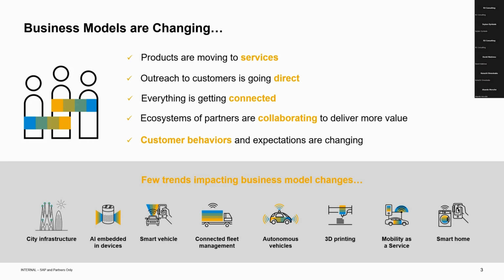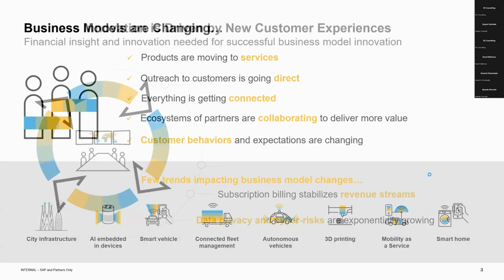So here are a few trends impacting business model changes. We have the infrastructure through the cloud, AI embedded in devices. That's the new baby in town, right? AI, smart vehicles, connected fleet management, autonomous vehicles, 3D printing, mobility as a service, and smart homes. All these technologies are driving change in the business world, and companies also need to adapt to meet these needs.